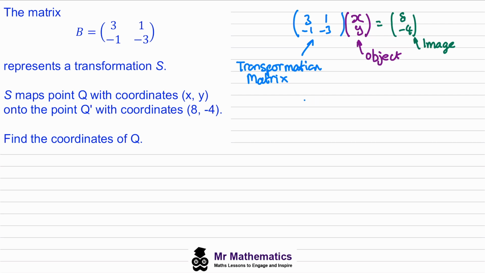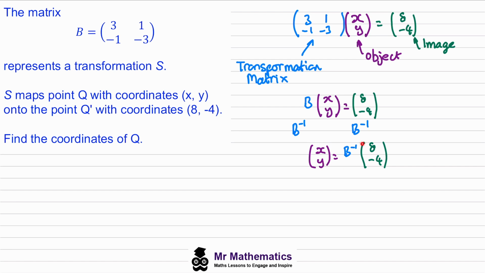So if we rewrite this as B multiplied by xy is equal to the image 8, -4, then we can find the inverse of this matrix B, so B to the -1, and we'll multiply both sides by this inverse. Then these two will cancel, so we're left with xy will be equal to the inverse of matrix B multiplied by 8, -4.